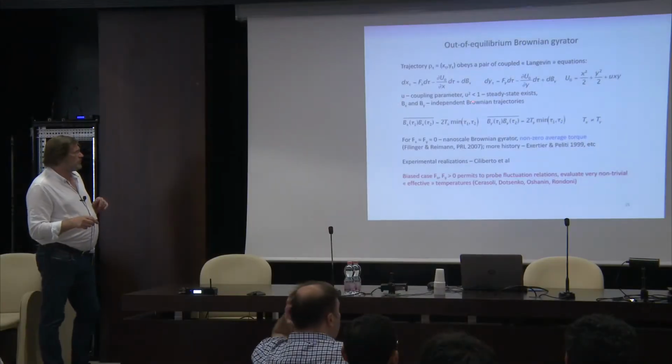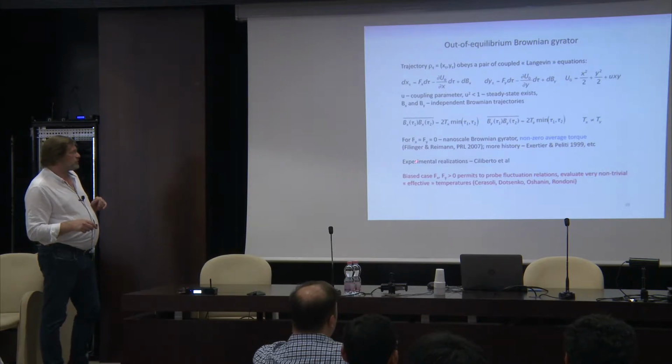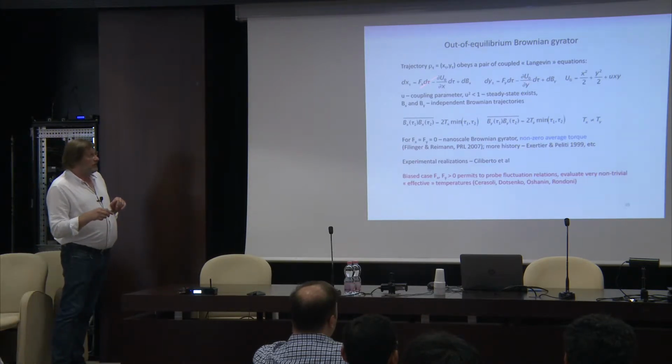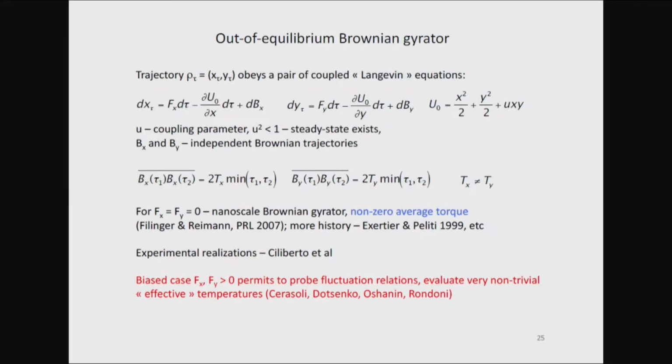Now, this model has been known for some time, and actually in 2007, Filliger and Reimann noticed that in the steady state you have a non-zero torque on average, so it means that this trajectory will be, on average, rotating around the minimum of the potential.